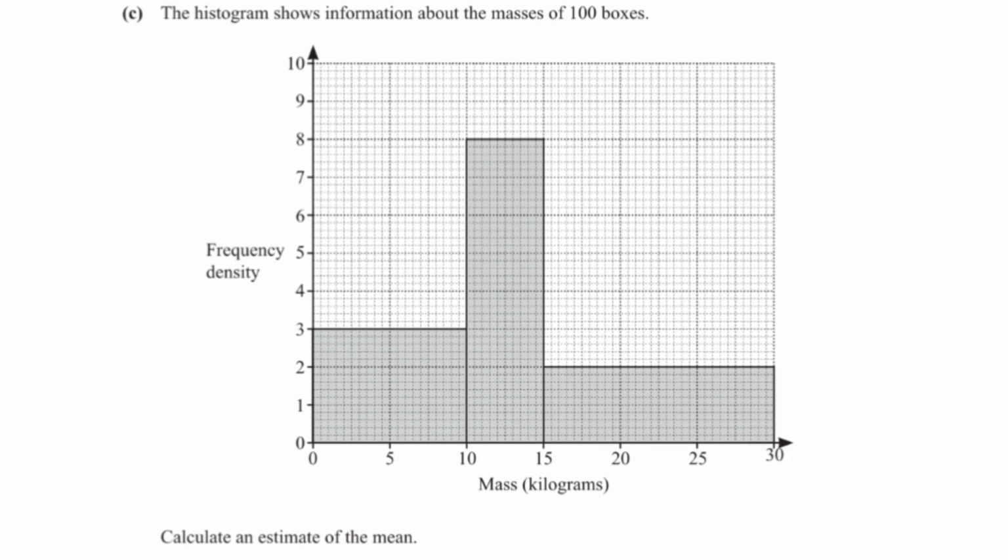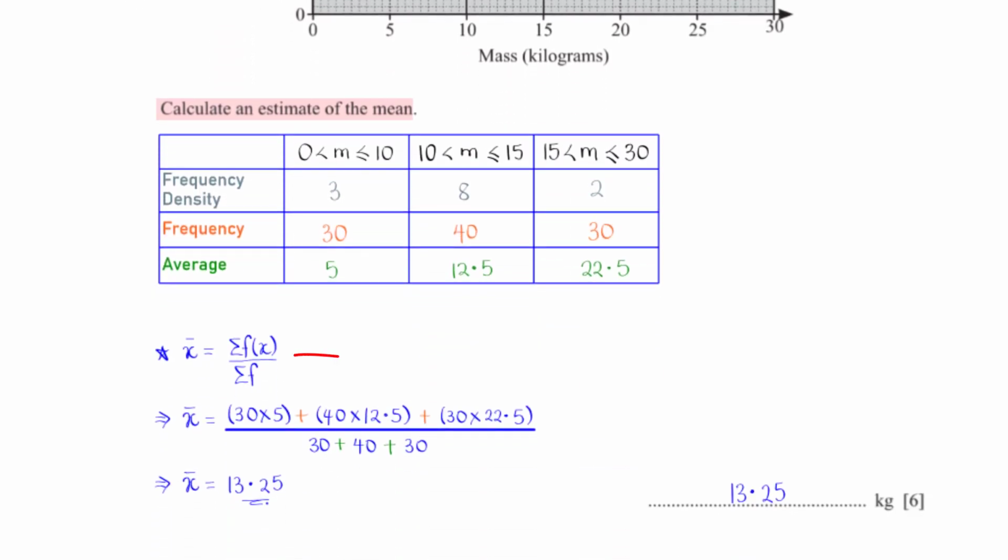The histogram shows information about the masses of 100 boxes. Calculate an estimate of the mean. The mean is equal to sigma f of x, which is the total mass of all the boxes, divided by sigma f, which is the total number of boxes. To find sigma f of x, we first need to find an average mass for each of the mass ranges and the frequency for each range.